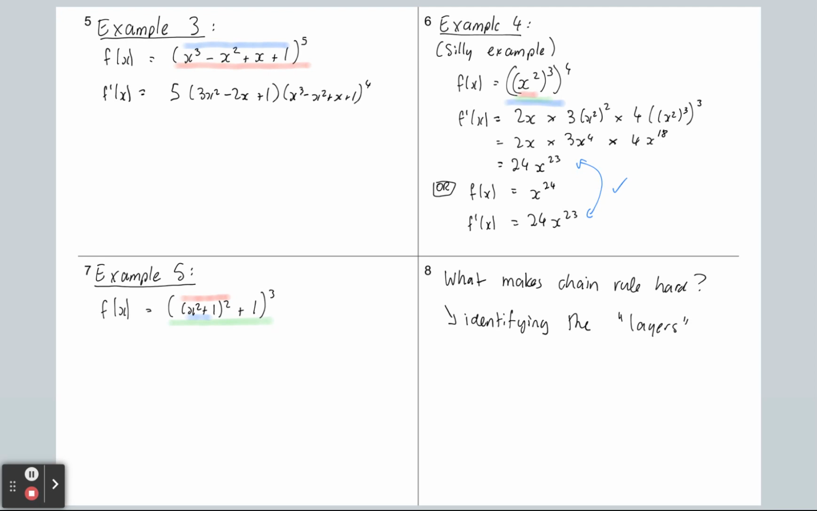Example 5, final example. F of x equals x squared plus 1 all squared plus 1 all cubed. Again, onion rule it from the outside in. So we've got f dash of x is equal to, looking at the inside, that's the blue highlighted bit there, that's x squared plus 1. So that would be 2x. Go one more layer out. We've got x squared plus 1 to the power of 2. So that would be multiplied by 2 times x squared plus 1 to the 2 minus 1, which is just 1. So it's 2 outside of x squared plus 1.